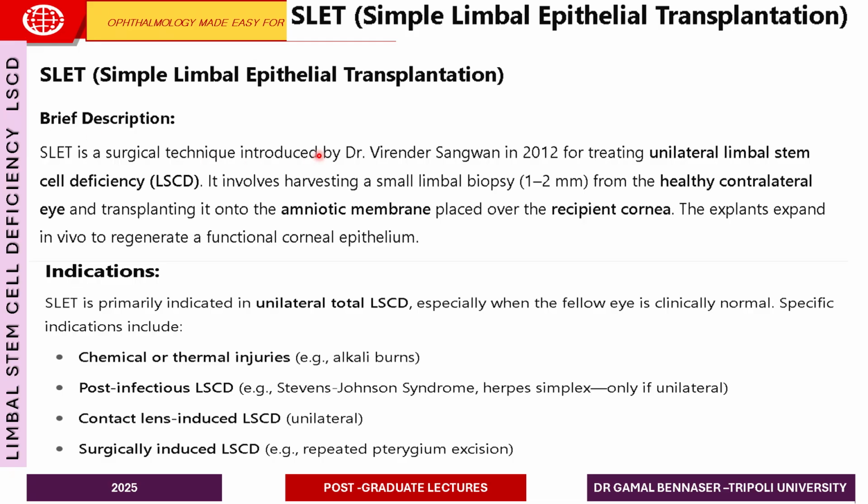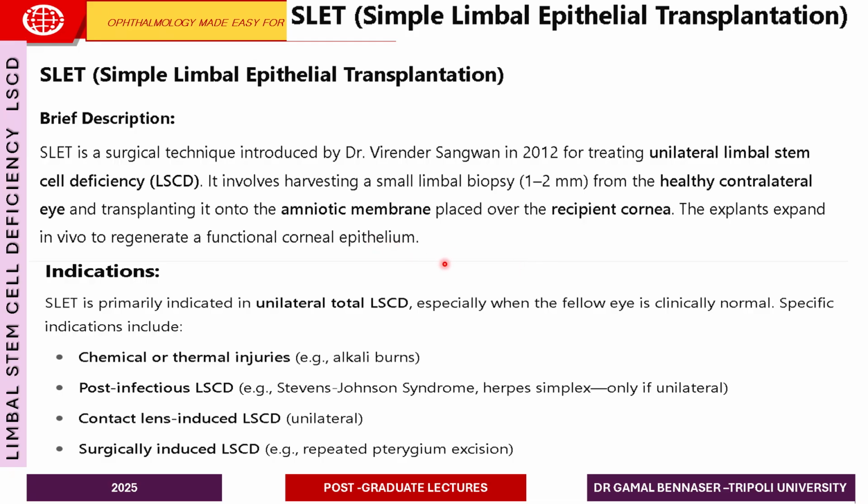So SLET stands for simple limbal epithelial transplantation, which was invented by Virender Sangwan in 2012. It is simply that we harvest a small seed of limbal stem cells of 2 × 2 millimeter, which is then fragmented into small pieces placed onto the surface of an amniotic membrane, which is placed onto the diseased eye. So this allows for in vivo expansion of these cells without the need for any laboratory expansion. And the explants are secured by applying fibrin glue.